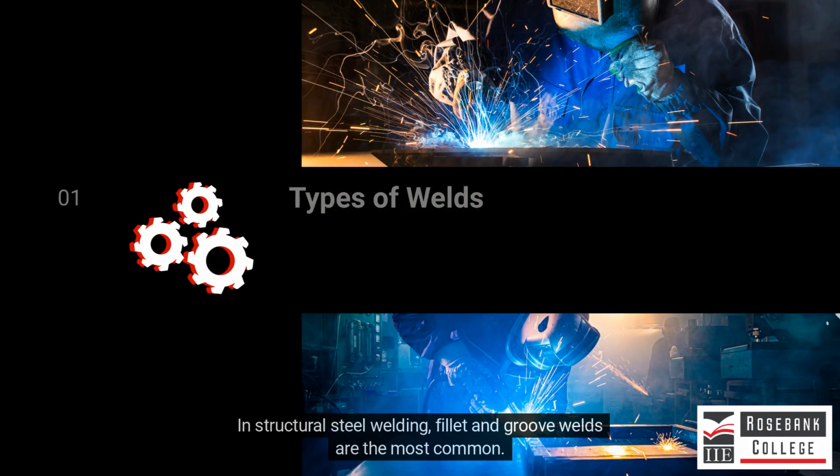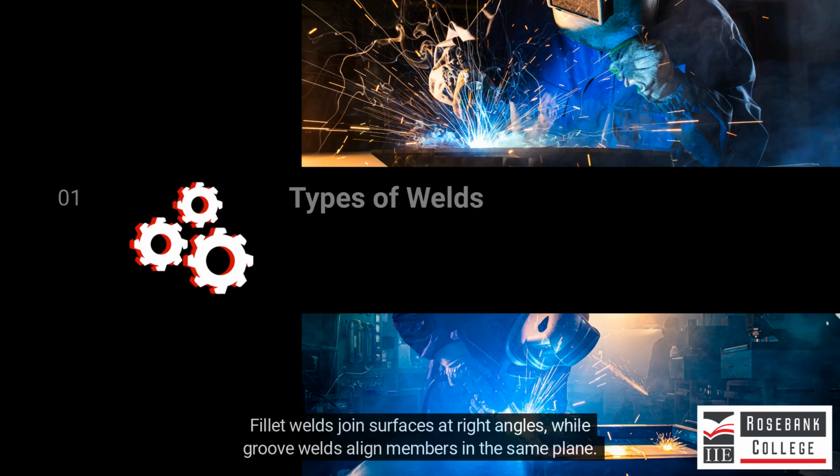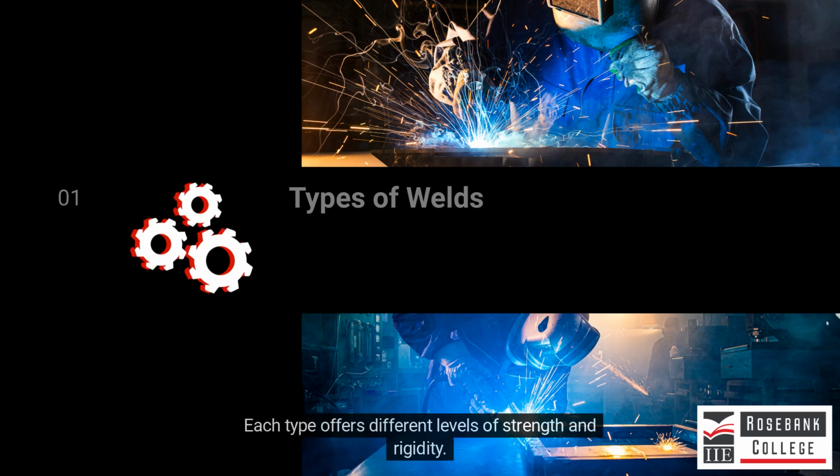In structural steel welding, fillet and groove welds are the most common. Fillet welds join surfaces at right angles, while groove welds align members in the same plane. Each type offers different levels of strength and rigidity.